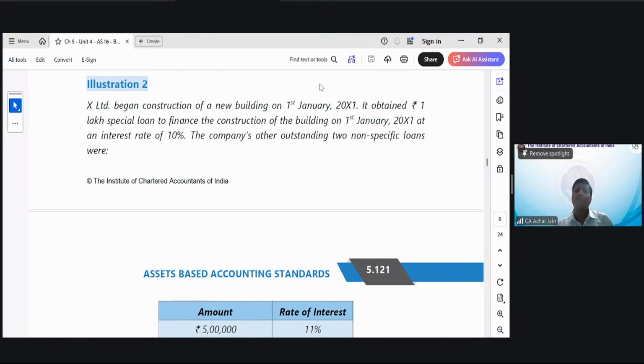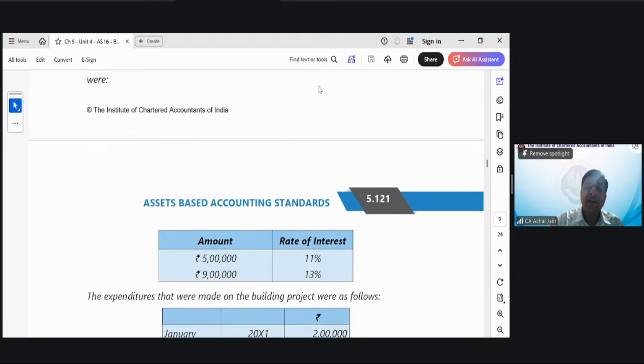Good. Now, moving further. See, if this was a specific borrowing, then it's very good because this makes our life simpler. But we have a problem. What is the problem? The company's other outstanding two non-specific loans were one amounting to 5 lakh, wherein the rate of interest is 11%. Other one is amounting to 9 lakhs, wherein the rate of interest is 13%.